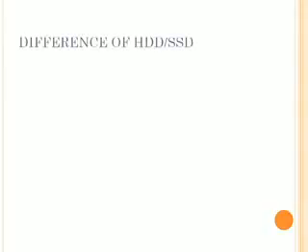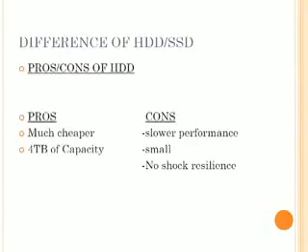Next is the difference between the hard disk drive and the SSD. It shows the advantages and disadvantages of these two, and their capabilities. The advantages of the hard disk drive are that it is much cheaper than the SSD and it has a capacity of 4 terabytes. The disadvantages of the hard disk drive are that it has slower performance than the SSD, it is bulky, and it has no shock resilience.